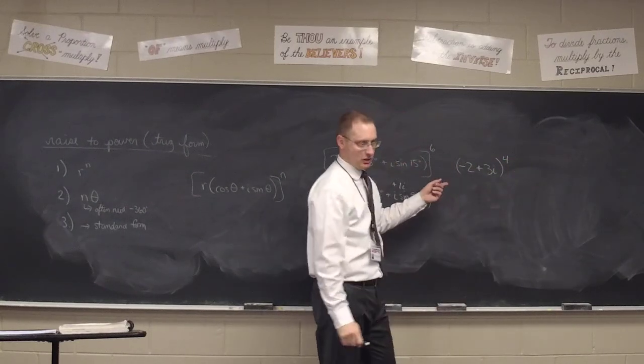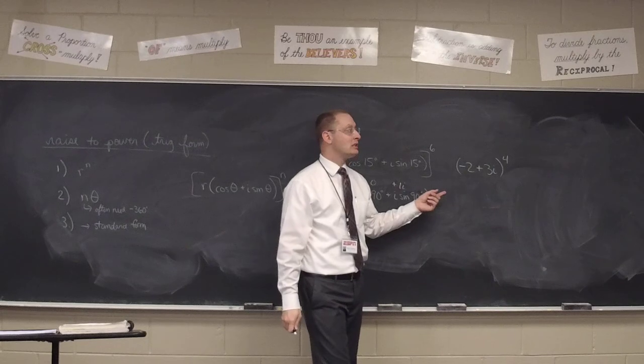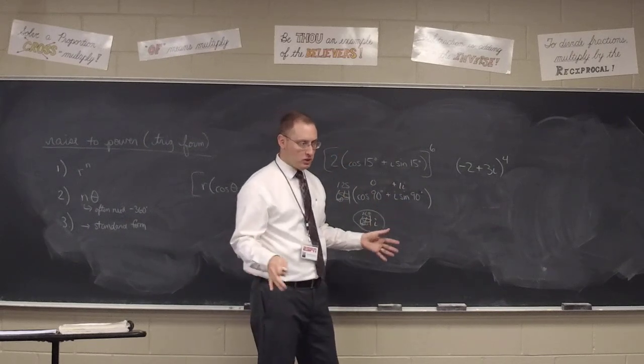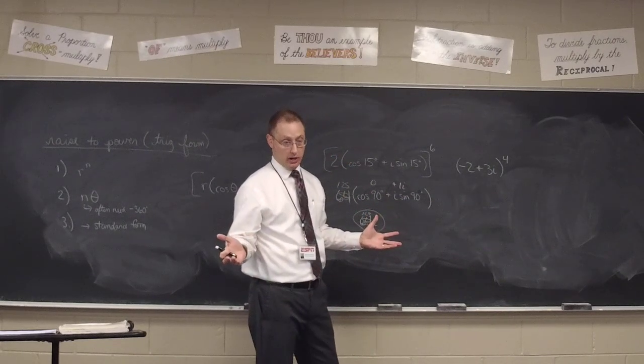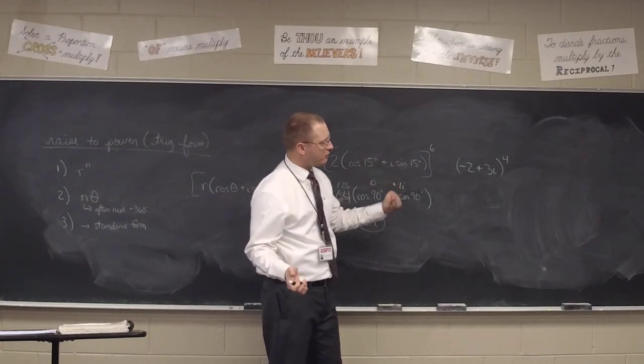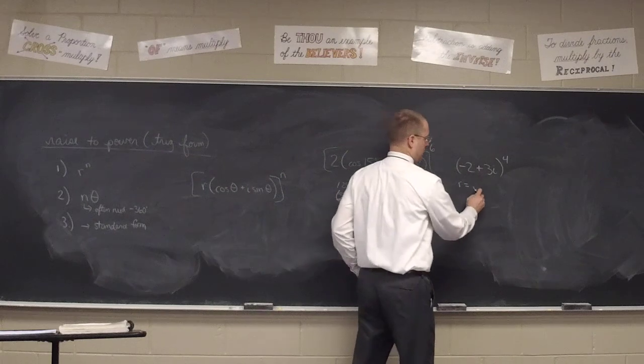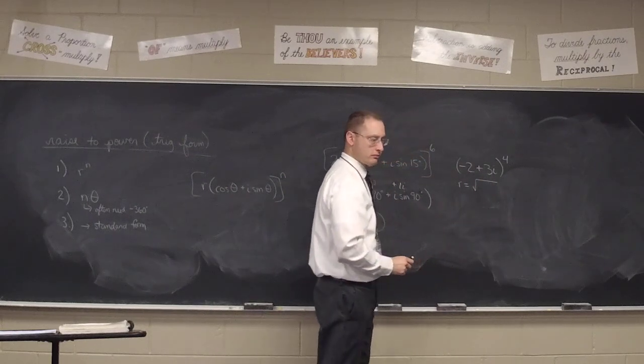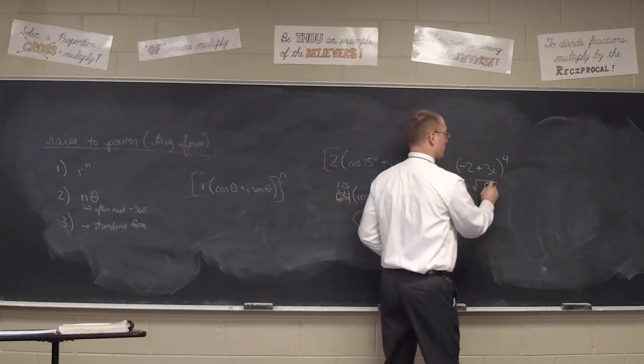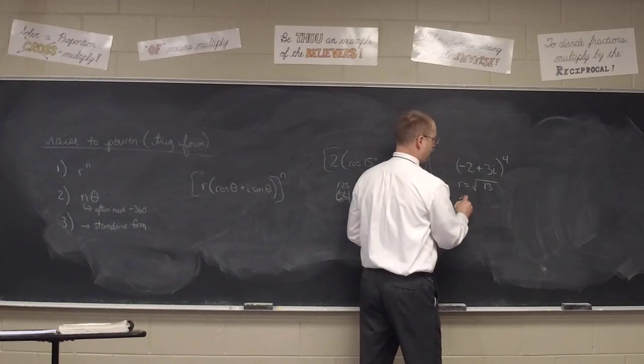I want to go back for just a moment, because we saw what this would look like if I did it the Pascal's triangle way, which we did in Algebra 2. It's not the end of the world, but it does definitely take a while, right? What if I converted this into the trig form? What would the r be? Square root of 13, correct? And what about the theta?